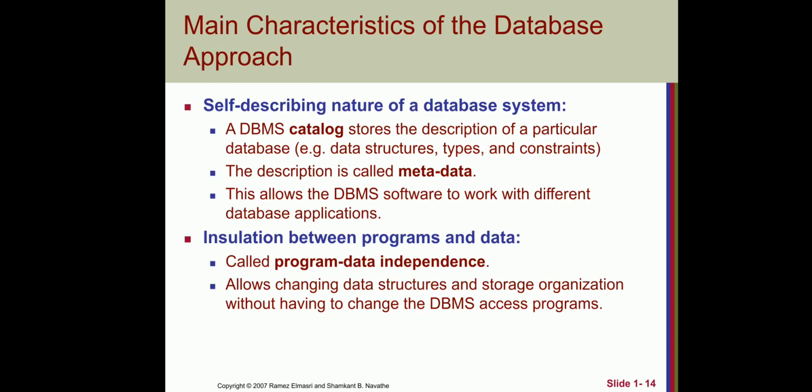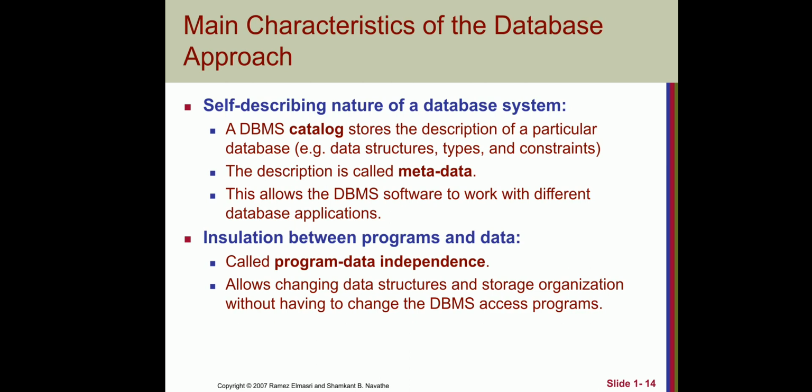Now we will consider the main characteristics of the database approach. The first one is the self-describing nature of a database system. What do you mean by self-describing? Self-describing is nothing but it explains itself. If I consider a database, each DBMS has its own catalog, which stores information regarding the particular data that we have stored. A DBMS catalog stores the description of a particular database.